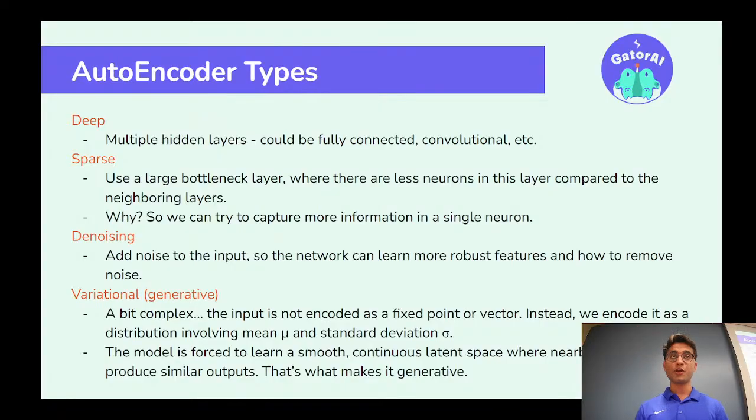And so nearby points are going to produce similar inputs, right? Since we're not learning the exact point and we're learning a distribution, there's a generative capability. Something might be slightly altered in the distribution, but we're still generating something that may look like a real image.